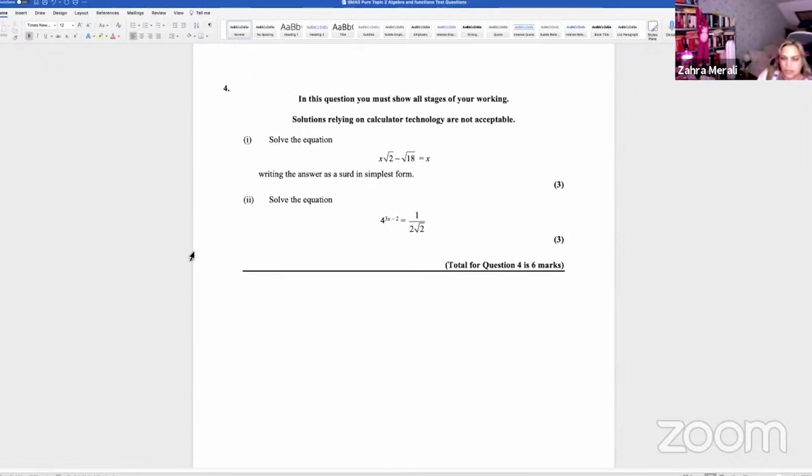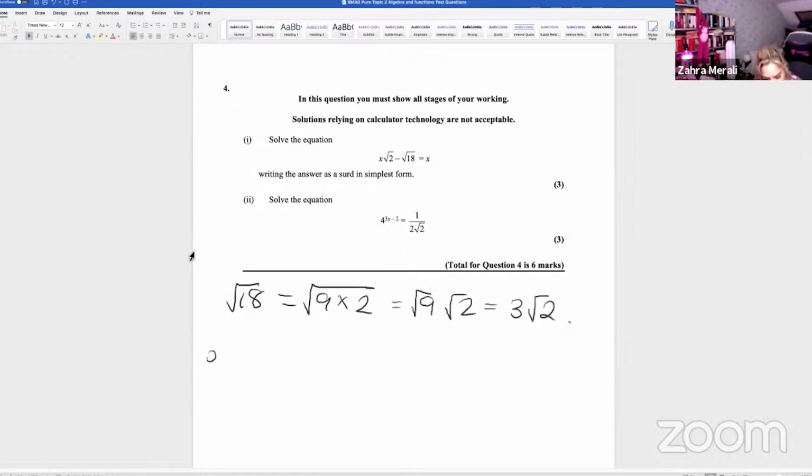Okay. Solve the equation, writing the answer as a surd in the simplest form. Right. So before you even start this question, you've been told to write it as a surd. There's two ways you could do this. You could try simplify the root 18 first, which is probably what I would do. So I'd say, well, root 18 is the same as 3 root 2, which your calculator will tell you, but you should really recognize it's the same as root 9 times 2. So root 9, root 2, so 3 root 2.